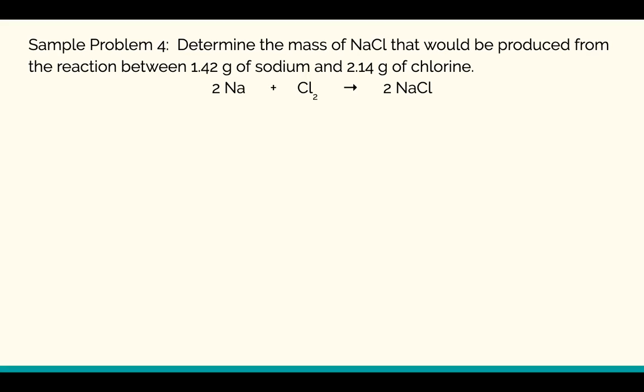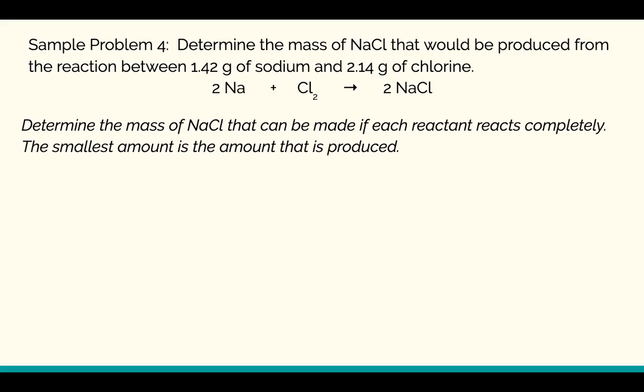Now in our last sample problem, we're going to work with masses, which is the more common way you would do things when carrying out a reaction in the lab. We want to determine the mass of sodium chloride that would be produced from the reaction between 1.42 grams of sodium and 2.14 grams of chlorine. What we're going to do is determine the mass of sodium chloride that could be made if each reactant reacts completely, and then pick the smallest amount.